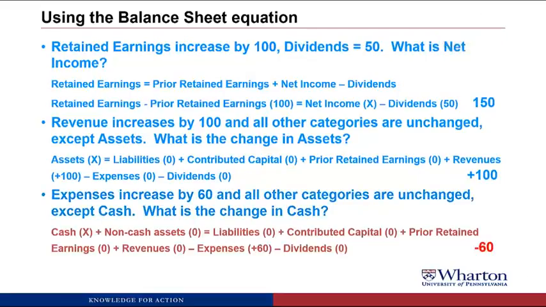We use the same complete balance sheet equation for this one, except we split assets into cash and non-cash assets. Here we know that the only thing that's changing is cash and expenses. Everything else is unchanged, so we can assume everything else is 0. If expenses are going up on the right side, notice that expenses are subtracted from the other things. So an increase of expense is a reduction in the right-hand side, which means that the left-hand side of the equation also has to go down by 60. And so cash would decrease by 60 if expenses went up by 60.